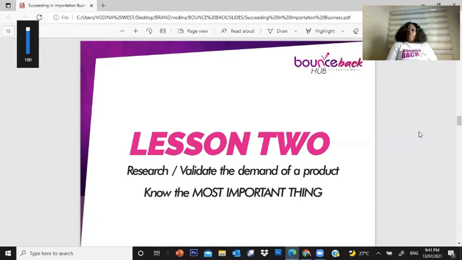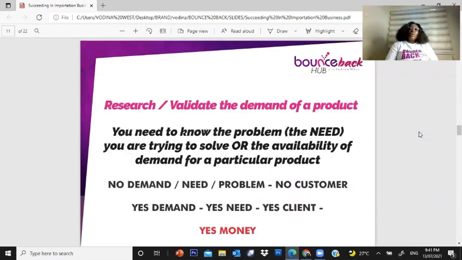Okay, then the next thing is the most important thing you must do before you go ahead to start ordering goods online. To research and to validate if the product is on demand, if it is needed, you need to know if there is a problem that your product can solve, or if there is availability of the product.